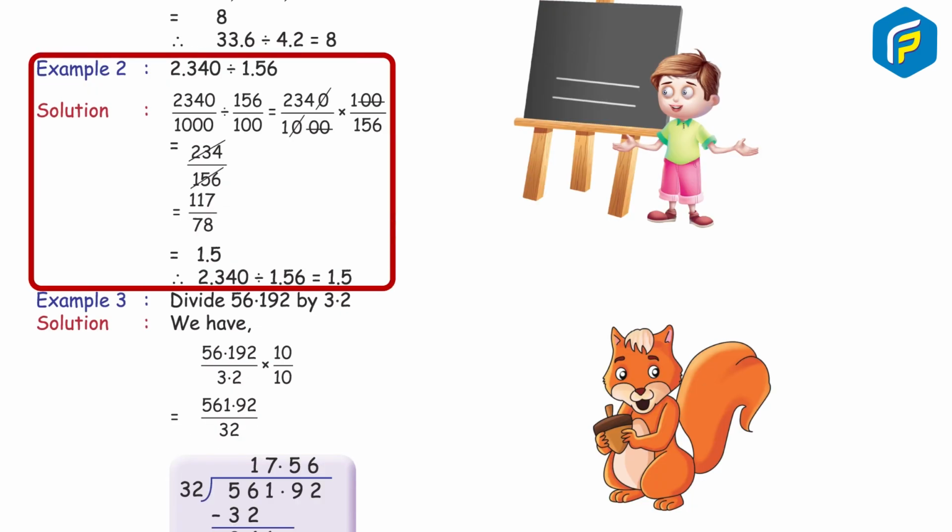Example 2. 2.340 divided by 1.56. Solution: 2340 upon 1000 divided by 156 upon 100 equals 2340 upon 1000 into 100 upon 156, which equals 234 upon 156, which equals 117 upon 78, which equals 1.5. So 2.340 divided by 1.56 equals 1.5.